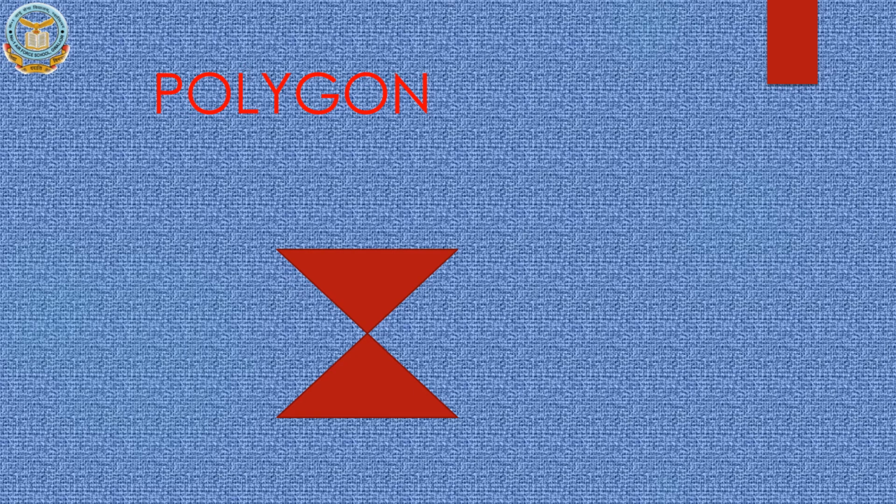Polygon. A polygon is a closed figure bounded by 3 or more line segments that intersect exactly to form a closed curve. The smallest possible polygon is a triangle, that is of 3 line segments.